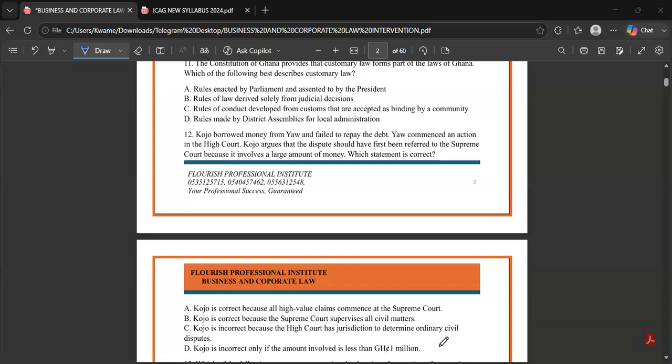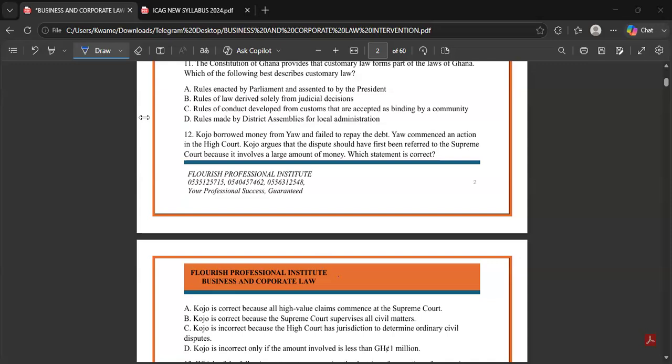A. Rules enacted by Parliament and assented to by the President. B. Rules of law derived solely from judicial decisions. C. Rules of conduct developed from customs that are accepted as binding by a community. And D. Rules made by district assemblies for local administrations. The answer is C. Rules of conduct developed from customs that are accepted as binding by a community.